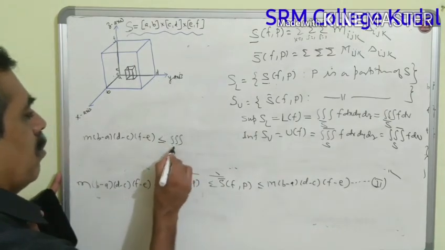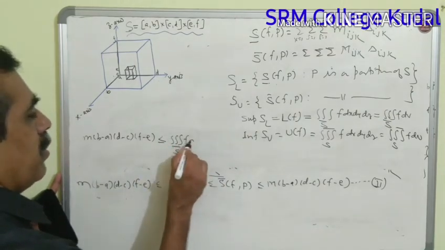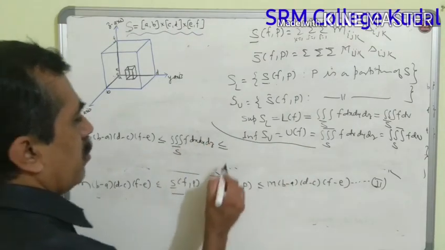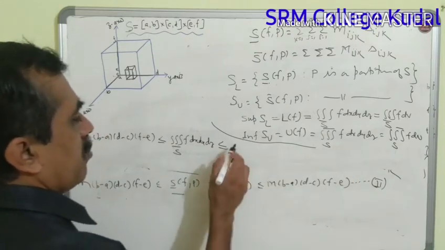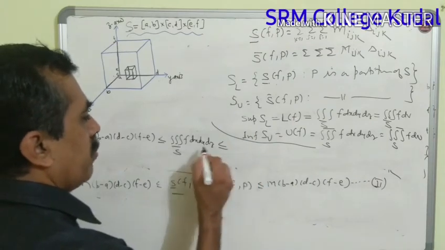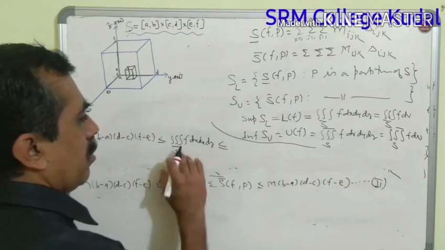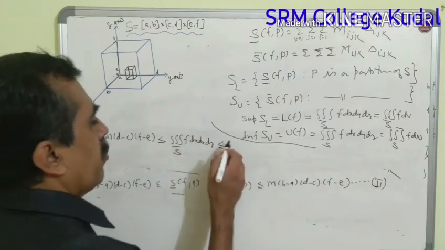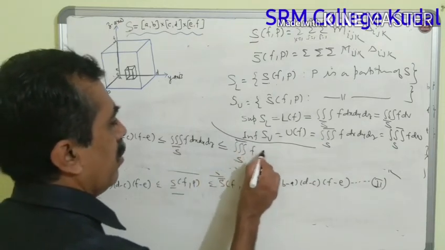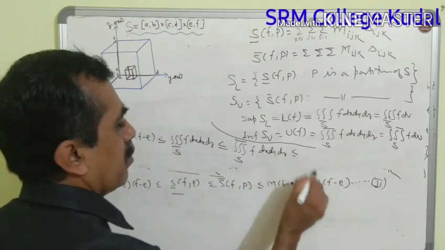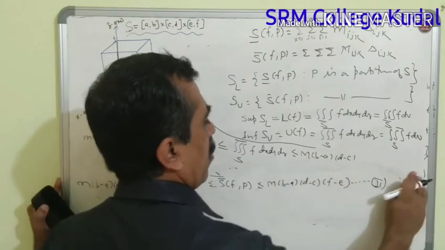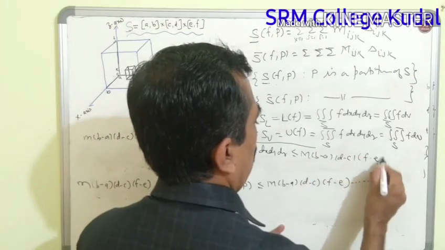So the lower triple integral dx dy dz will be less than or equal to any upper sum. Therefore, the smallest upper sum, that is the infimum, will also lie between these two numbers. And we know lower sum is less than or equal to upper sum, so that is retained. So the upper triple integral of f dx dy dz is less than or equal to again this number, m into (b minus a) into (d minus c) into (f minus e).